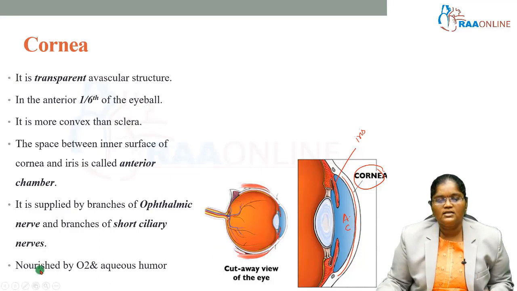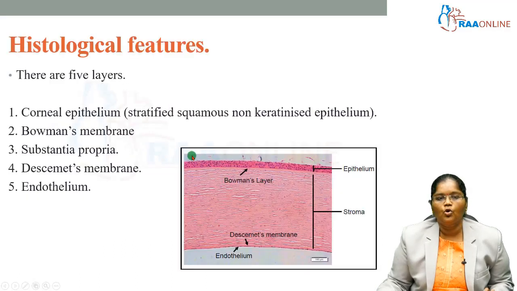Since it is avascular, it derives its nutrition from oxygen, that is external atmospheric air, whereas the inner layer of the cornea receives nutrition from the aqueous humor that is present in the anterior chamber of the eyeball. Now let's go to the histology of the cornea.